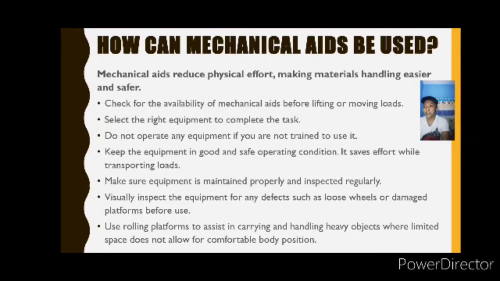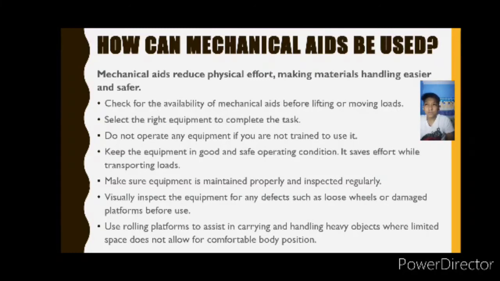Next is do not operate any equipment if you are not trained to use it. Bakit? Example dito, may pupuntahan tayong malayo and may motor dyan. Naisipan mong gamitin yan pero hindi ka marunong, madidisgrasya ka pa. O, diba? Next, keep the equipment in good and safe operating condition. It saves effort while transporting loads.